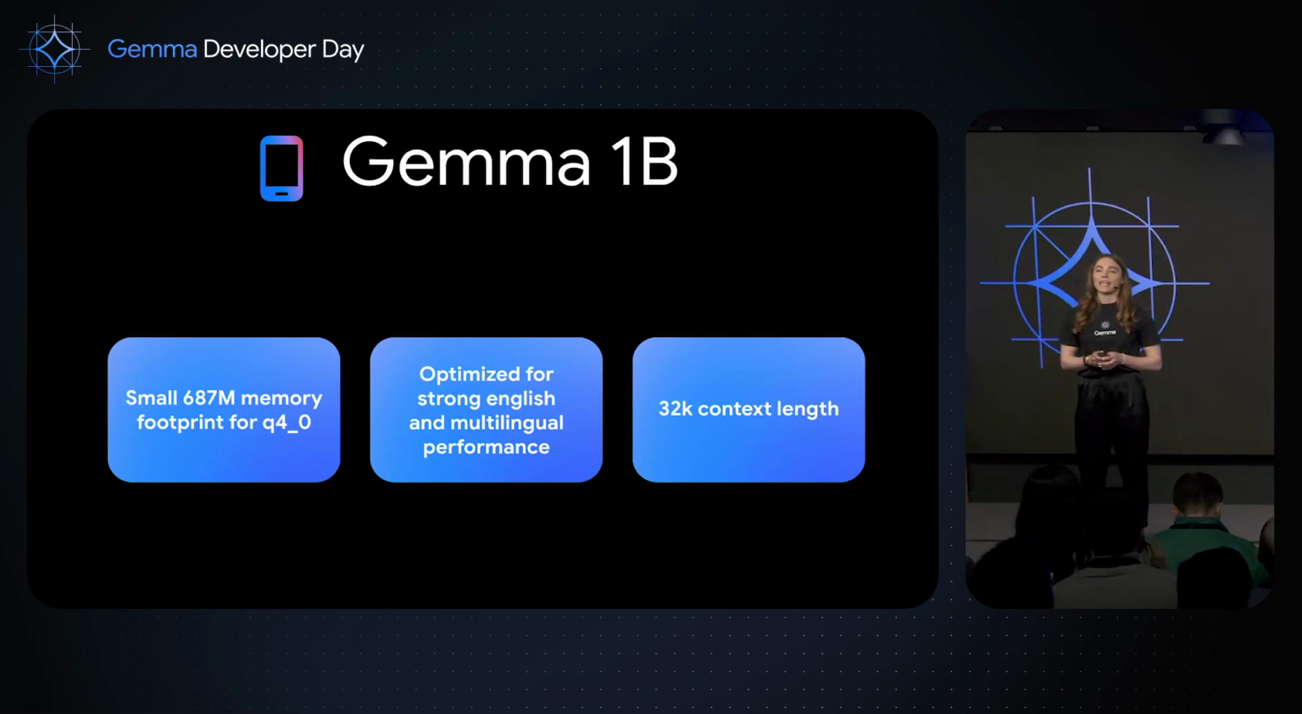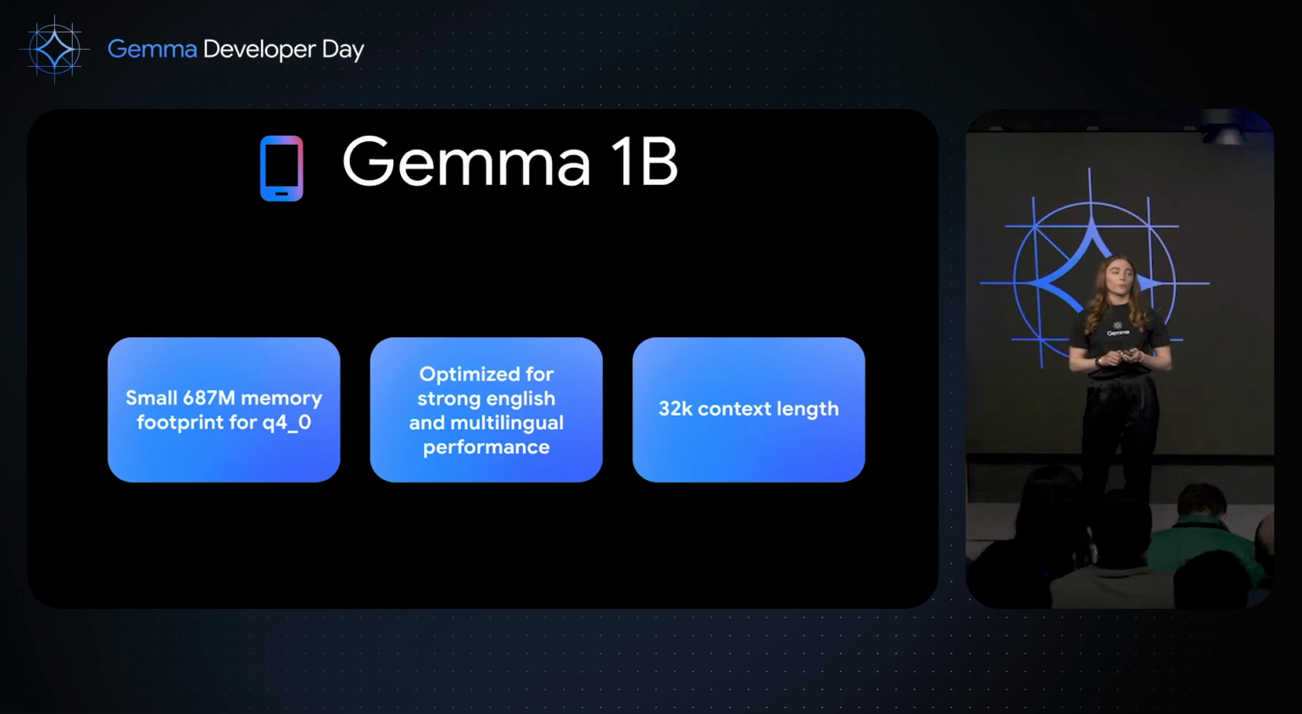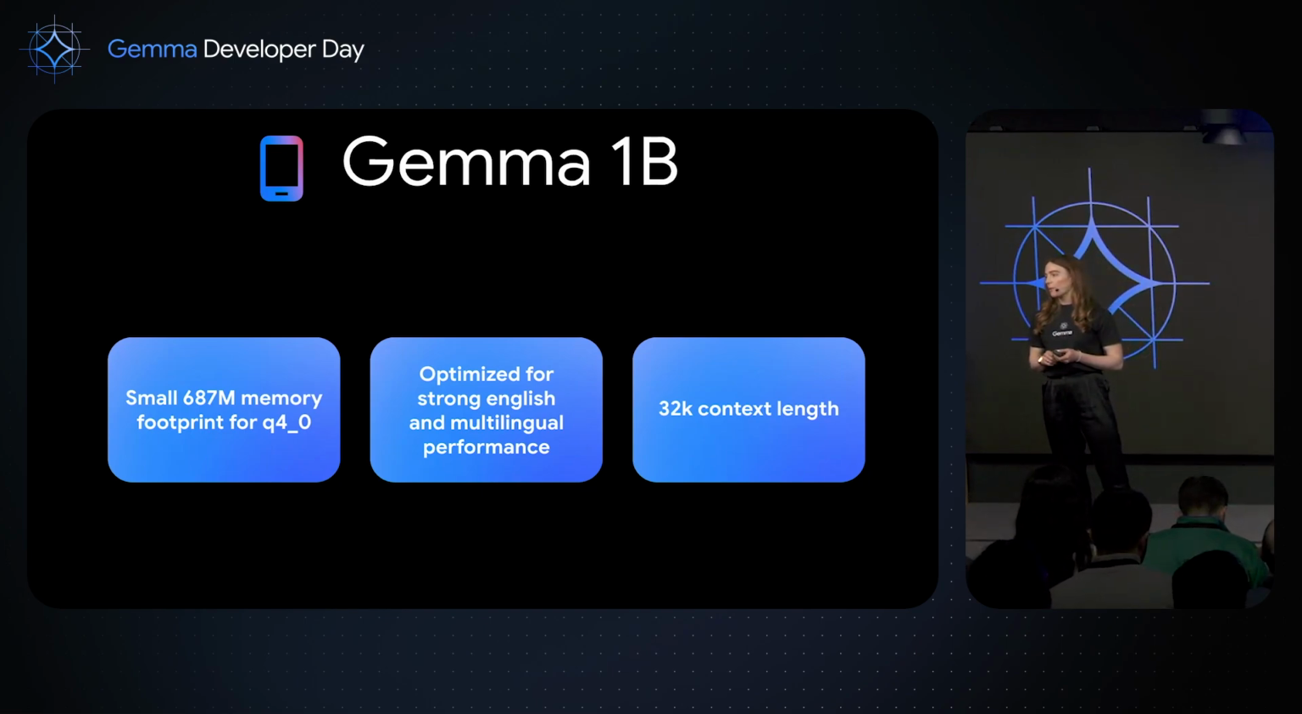The Gemma 1B is the smallest model of the Gemma family. This is geared towards on-device use cases, which is supported by having less than a 700M memory footprint when quantized for q40. This is a text-only model which specializes in English and multilingual performance while still having impressive STEM performance. This is a 32K context length model, which is a significant improvement from the Gemma 2 family of 8K context length.